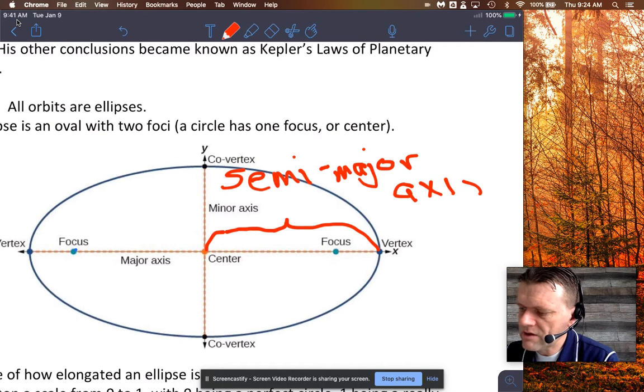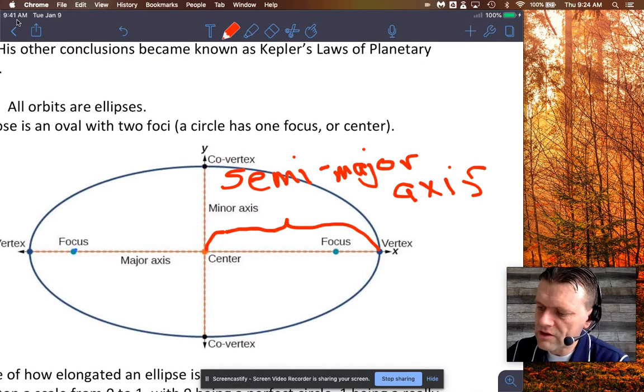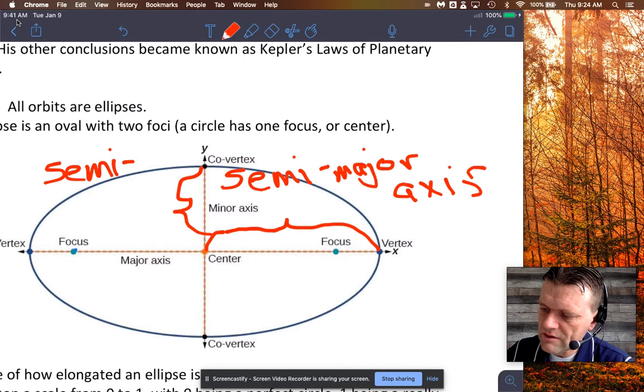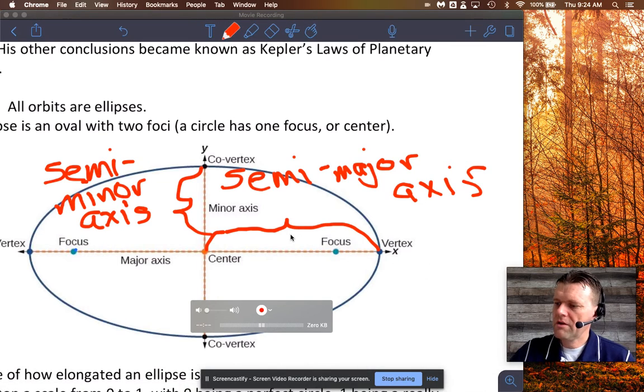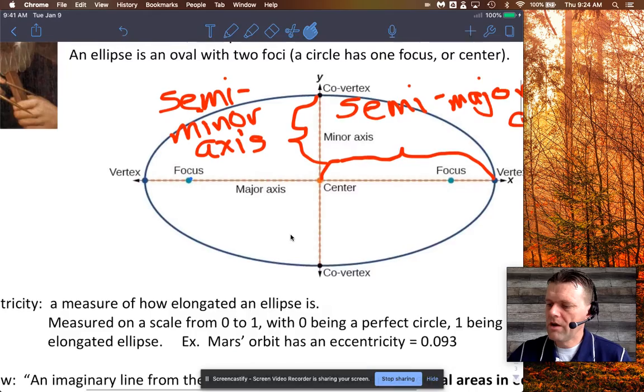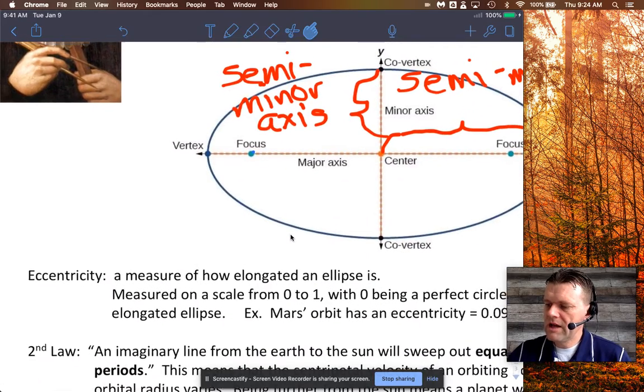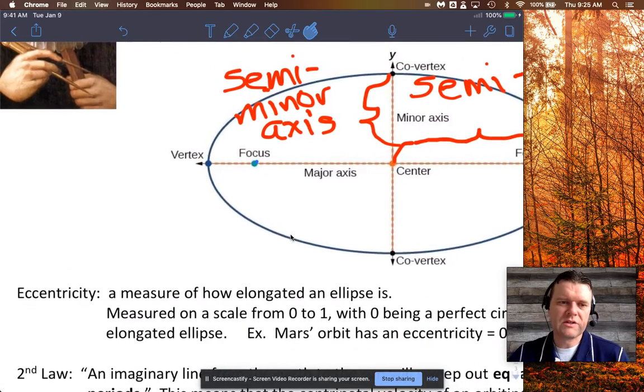The other axis, you can note it if you want, is when we cut the minor axis in half, we call that the semi-minor axis. But it's the semi-major axis that we use for our radius. Now, there's another principle of ellipses, and that is they have a property of eccentricity.